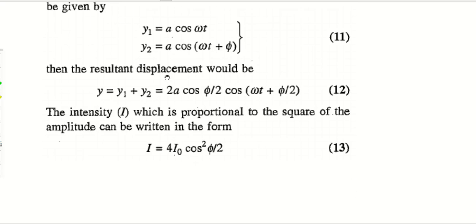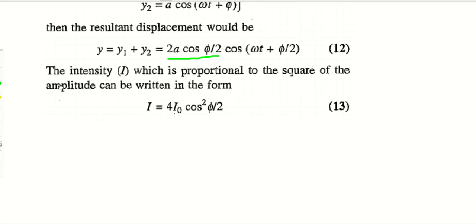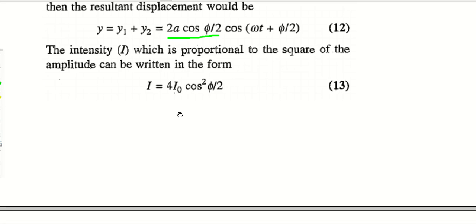So the resultant displacement will be y1 plus y2, and by using the cos C plus cos D formula we will get this formula. And here you can see this part is the amplitude part, because no time is involved here, as the omega t part is not there. If you take the square of the amplitude, you will get the intensity of the resultant wave. So it will give you 4 I0 cos square phi by 2, where I0 is equal to A square, the intensity corresponding to the independent sources.